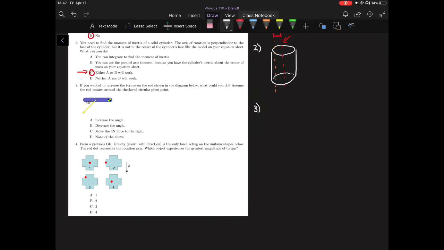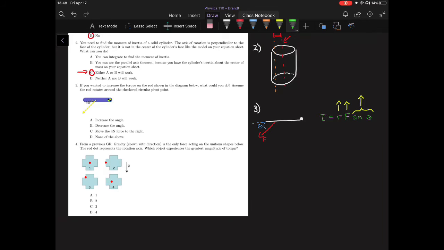3. All right, so for this one, we want to figure out a way to increase the torque on the rod shown. Well, our torque equation is torque equals RF sine theta, right? So in order to increase our torque, we can increase R, we can increase F, or we can increase our sine of theta. Those are the 3 different ways that we can increase torque.